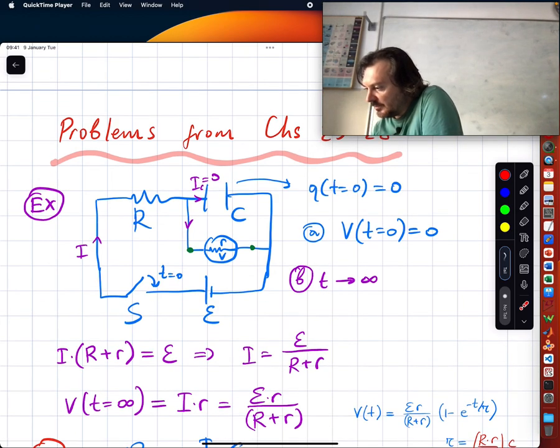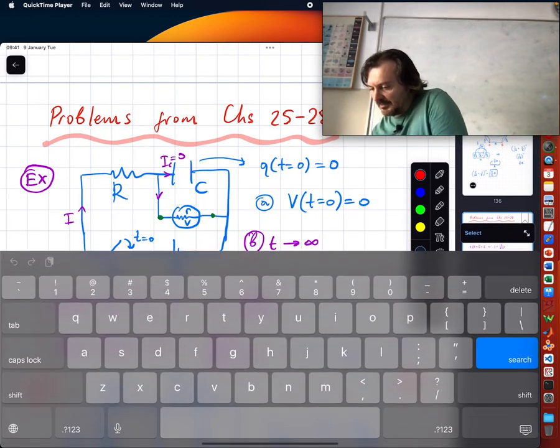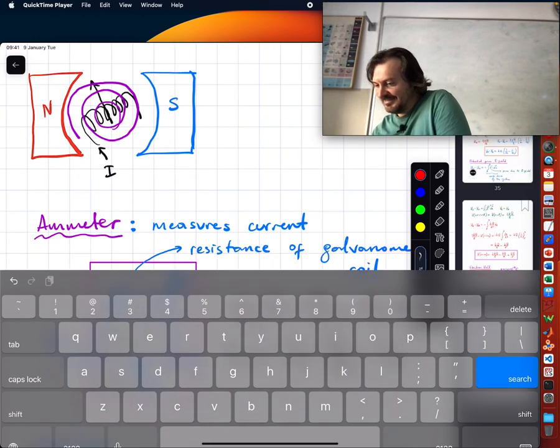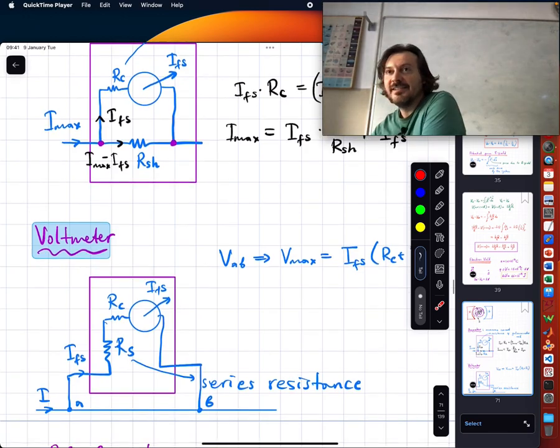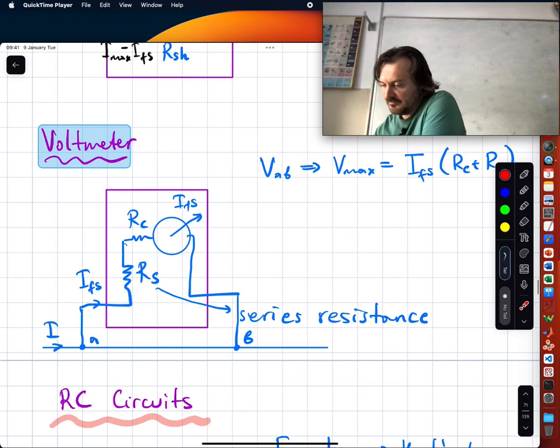Okay, let me check whether we can actually search here for voltmeter. Do you see? Brilliant. It actually reads my handwriting. Do you see the design here? So it already takes into account the fact that the voltmeter has some internal resistance. Okay?